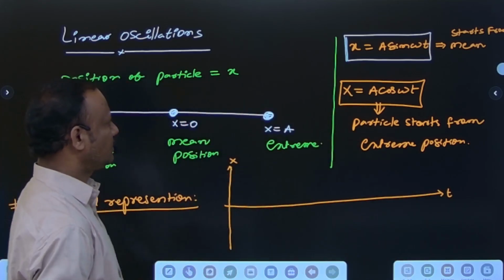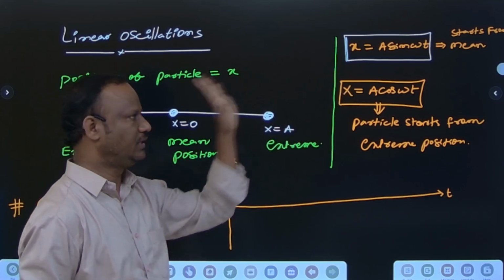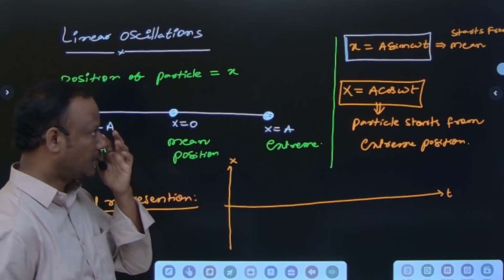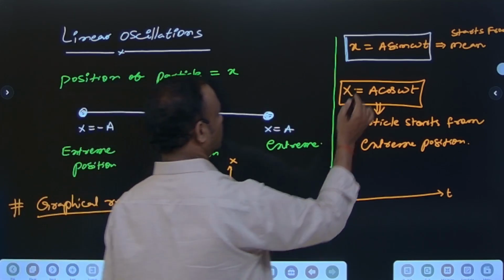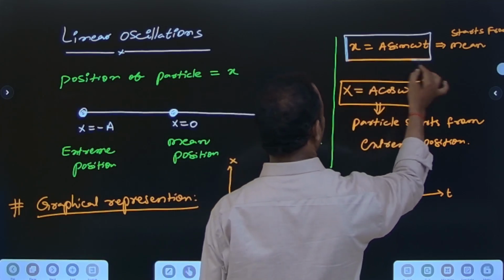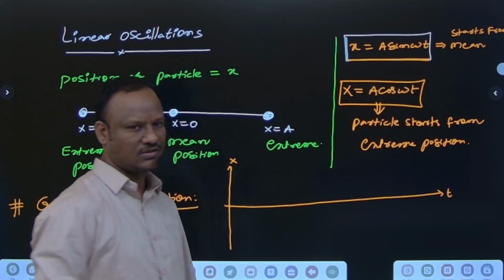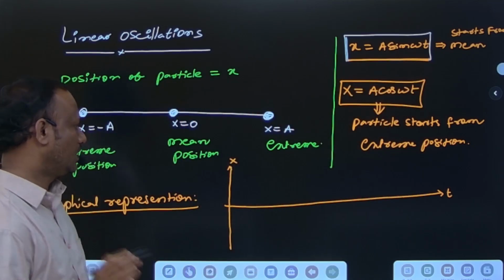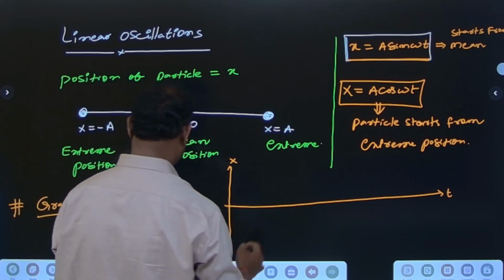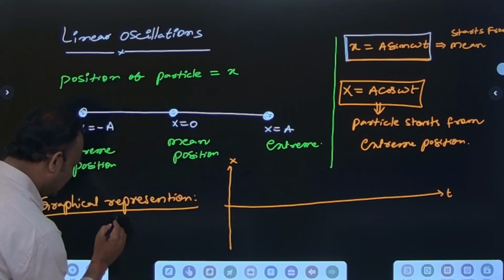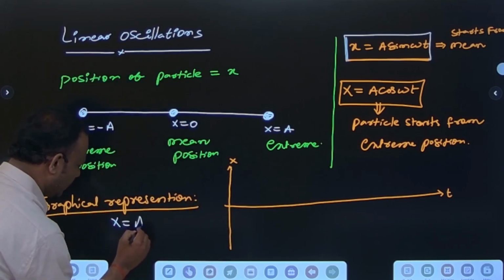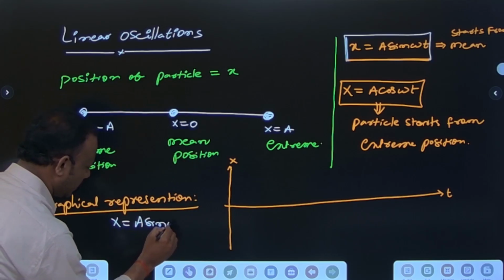Now, which is the equation? Imagine that the particle starts from the mean position. Which formula do we have to use? For a particle started from the mean position, X is equal to A sine omega t. So write it here: X is equal to A sine omega t.